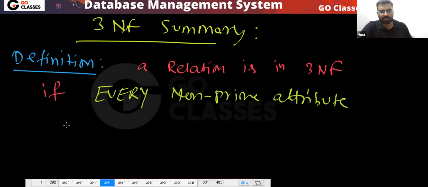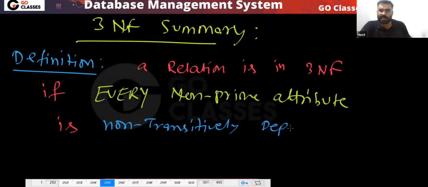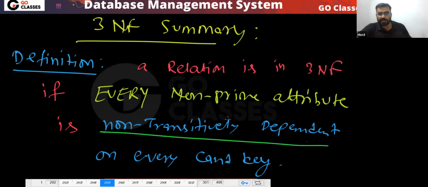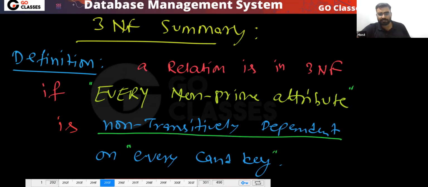If every non-prime attribute is non-transitively dependent on every key, on every candidate key. Is this clear? Yes or no? Every non-prime attribute is non-transitively dependent on every candidate key. Okay, these words are very important.